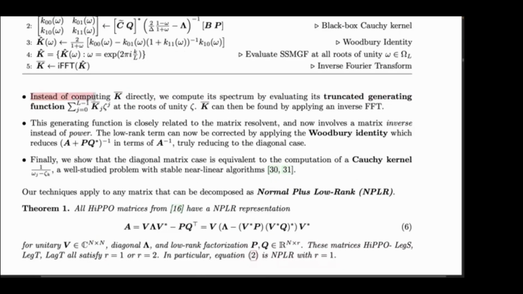First, instead of computing the kernel K-bar directly, they instead compute its spectrum, then determine K-bar by applying an inverse FFT. Next, we use everyone's favorite low-rank trick, the Woodbury identity. That lets us perform an efficient matrix update. Third, it is shown that the diagonal matrix case is equivalent to the computation of a Cauchy kernel, a well-studied problem with stable near-linear algorithms.